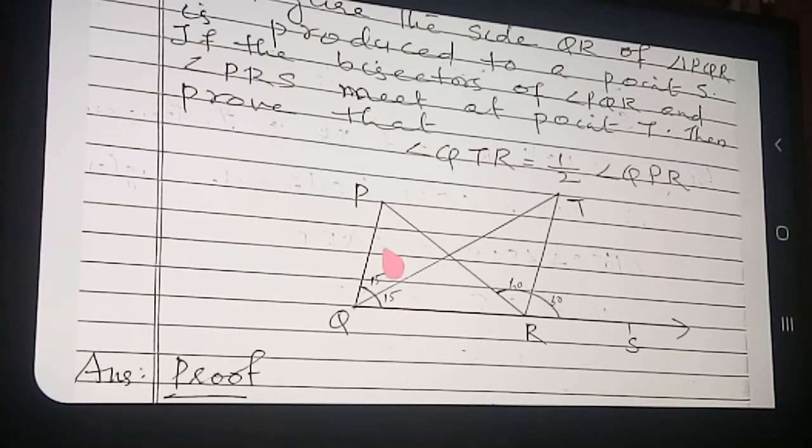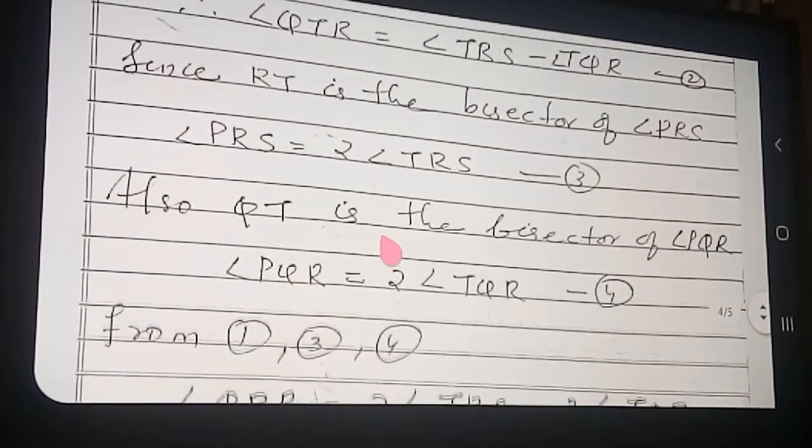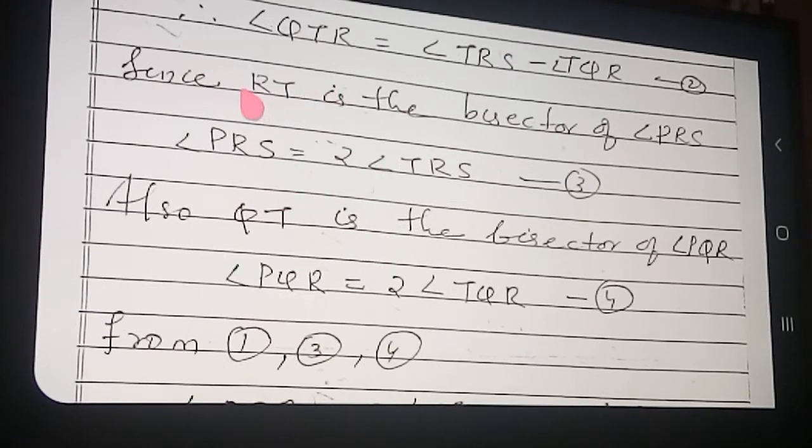Now again, we cannot come back to the diagram. You see here, the question point which the teacher has written, see properly. RT is the bisector of angle PRS. Therefore, angle PRS is equal to 2 times angle TRS. Got it clear now? I showed it in the diagram. That is equation number 3.